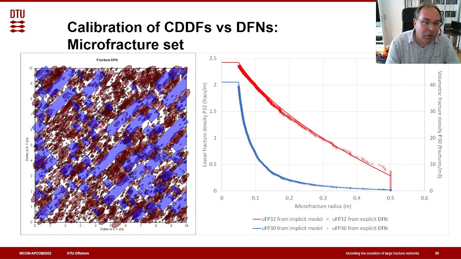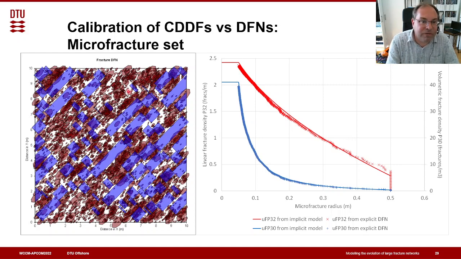So in this example, on the left here, we see an explicit DFN generated using the geomechanical model that we've described here, including initial circular microfractures that have grown and have been controlled by stress shadows around the larger layer-bound fractures shown in blue here.